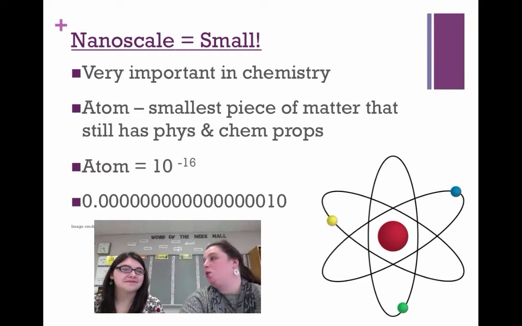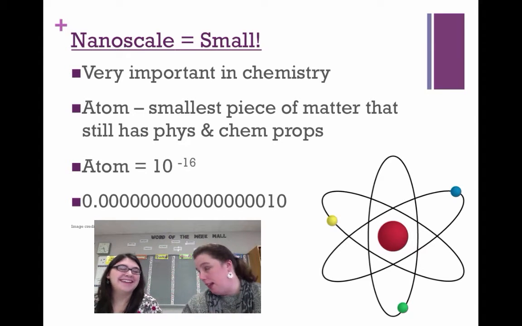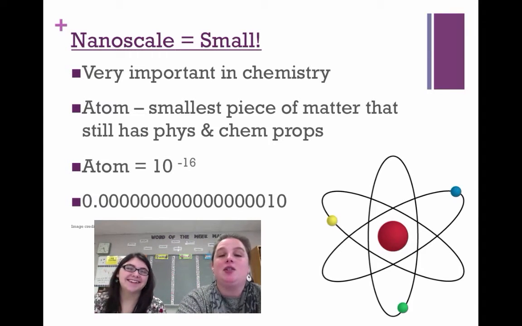Nanoscale means super, super small, and it's very important in chemistry because we're going to start with the smallest piece of matter there is, and that's the atom. Not to be confused with our Atom we have in class that's nice and tall, but something that is super small.